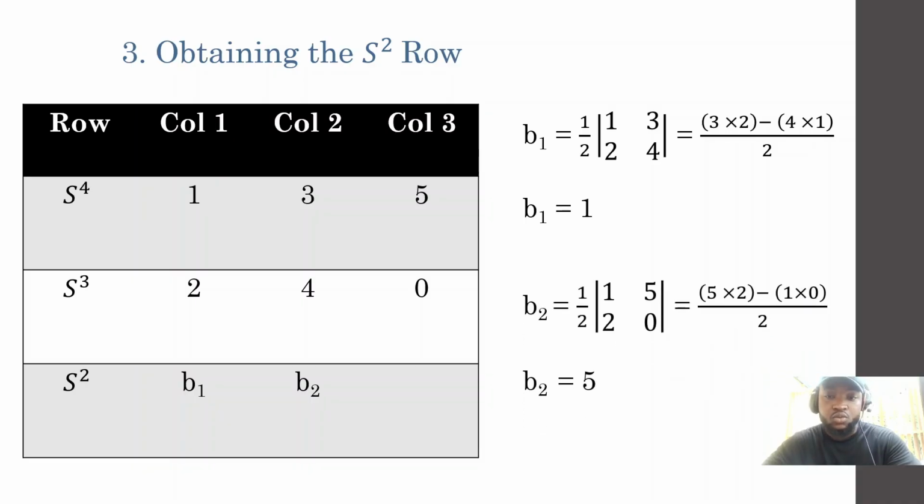So to find B2, we have the first column 1, 2, and then the third column 5, 0, divided by 2. So we are finding the determinant, and the value will be 5. So the value for B2 is 5. So that is how we obtain the values for B1 and B2.